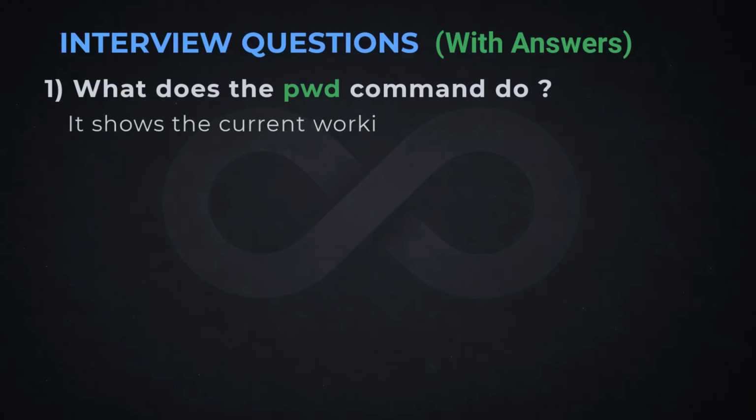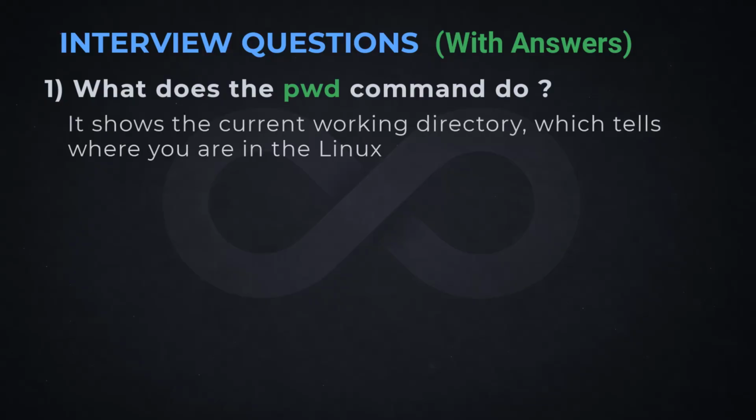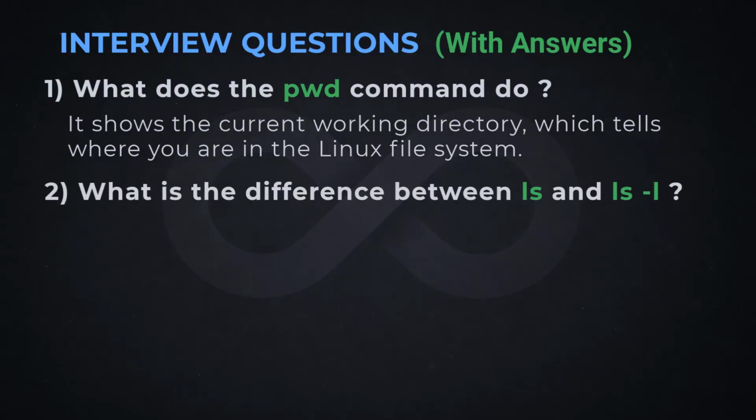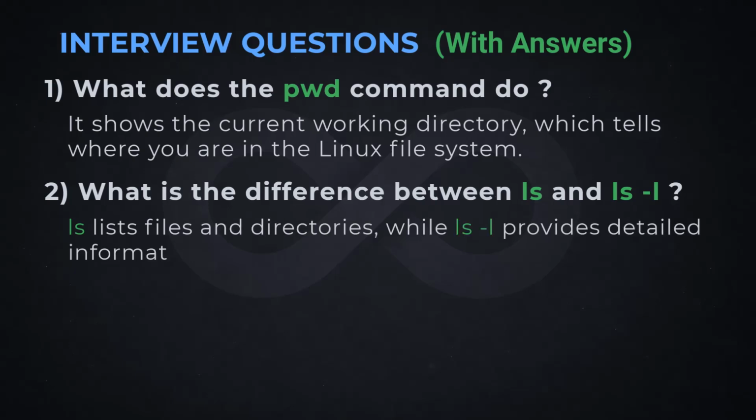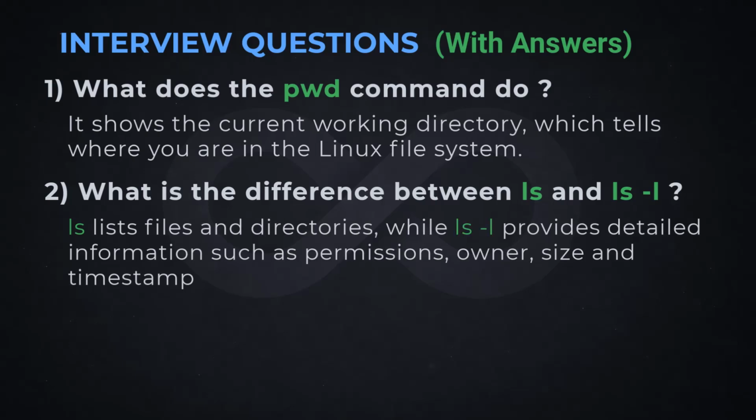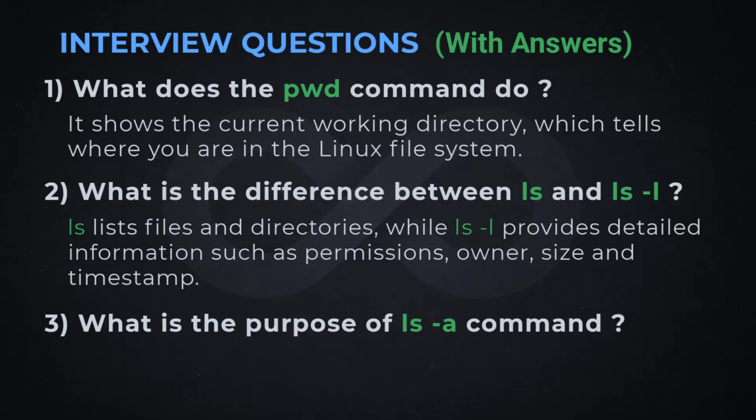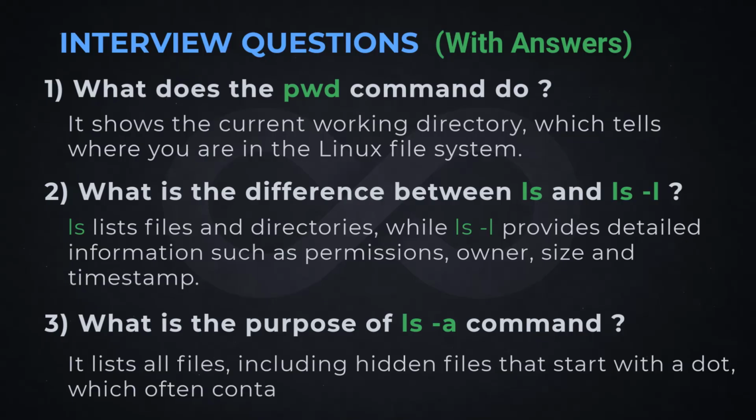It shows the current working directory, which tells you where you are in the Linux file system. What is the difference between ls and ls -l? ls lists files and directories, while ls -l provides detailed information such as permissions, owner, size, and timestamp. What is the purpose of the ls -a command? It lists all files, including hidden files that start with a dot.